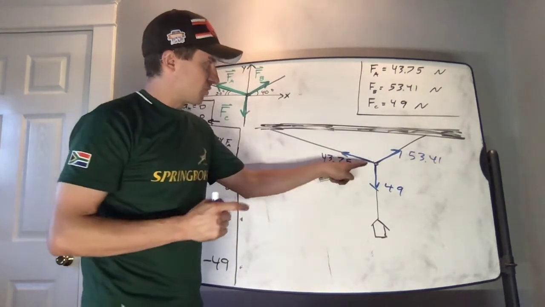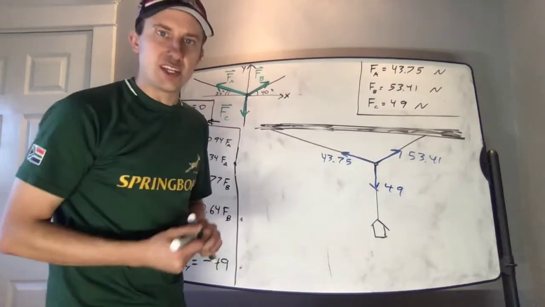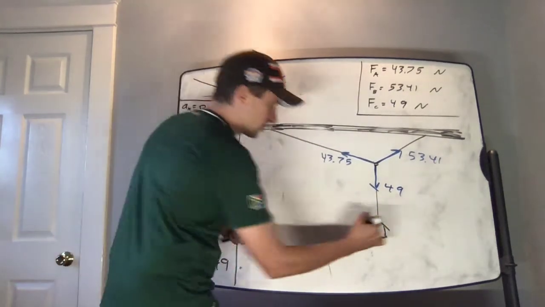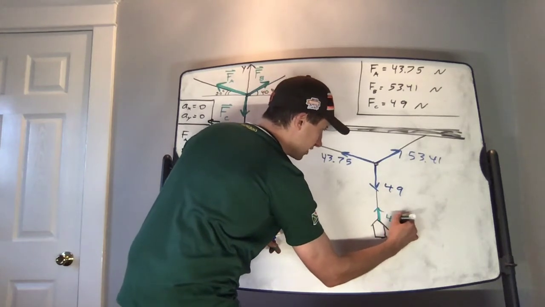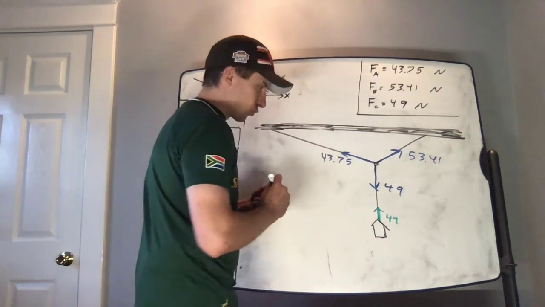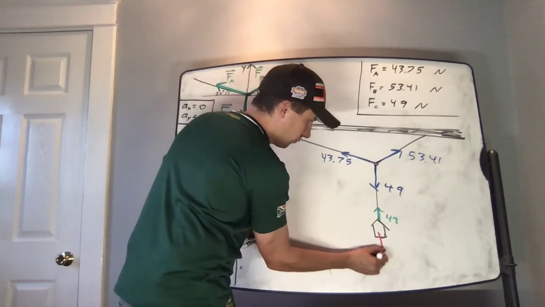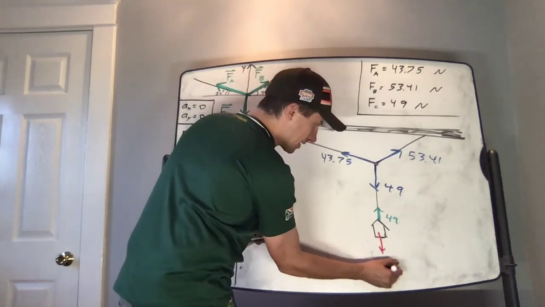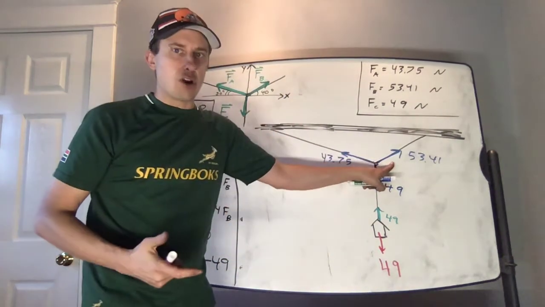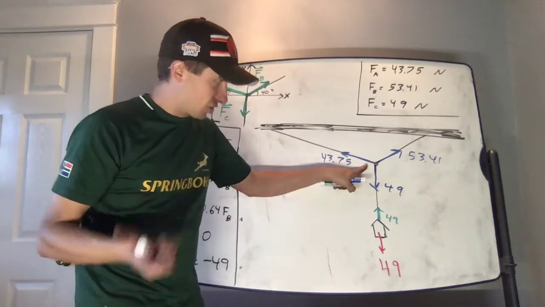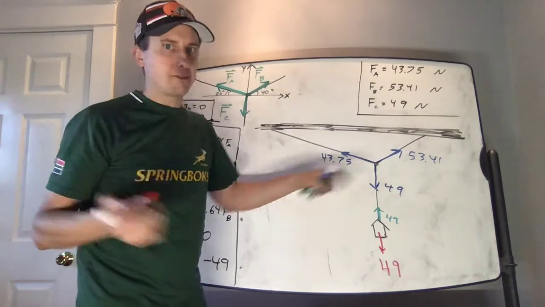Now, rope C is pulling down on the ring, but simultaneously, rope C is pulling up on the birdhouse. Rope C is pulling up on the birdhouse with a force of 49 newtons, and gravity is pulling down on the birdhouse with a force of 49 newtons. Simultaneously, ropes A and B are pulling up and to the left, up and to the right on the ring that they are tied off to.